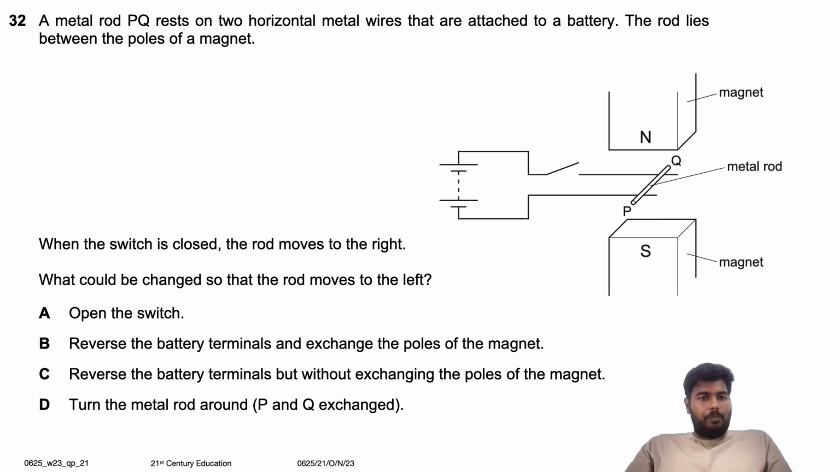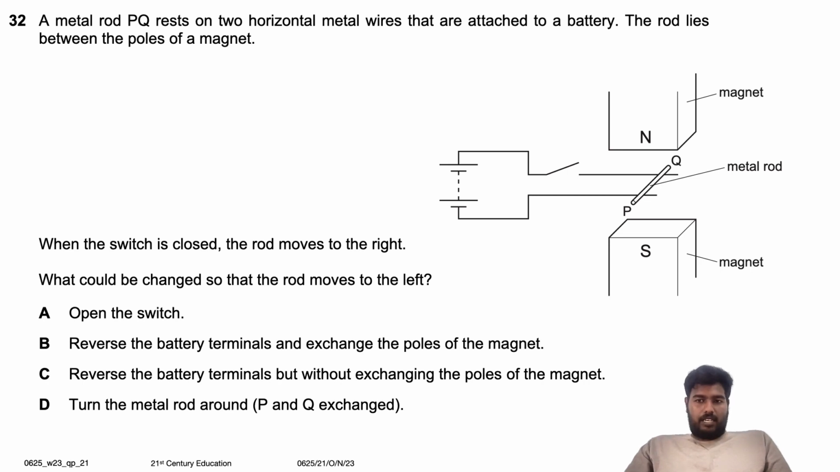A metal rod PQ rests on two horizontal metal wires that are attached to a battery. The rod lies between the poles of a magnet. When the switch is closed, the rod moves to the right. Okay, what could be changed so that the rod moves to the left? So what has to be changed?